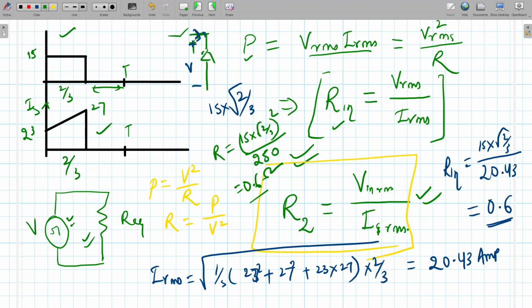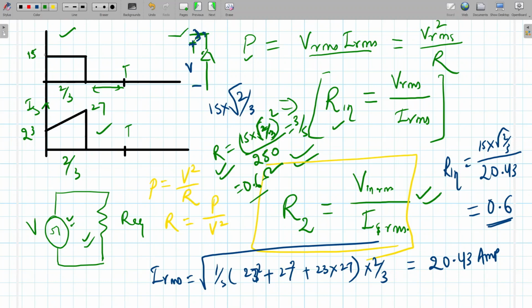Sir, I got 0.2, 0.2. One second, I will also calculate once. 15 into root 2 by 3, whole square, divided by 250. It will become 3 by 5, which means 0.6. Anyone got this answer? 15 into root 2 by 3.